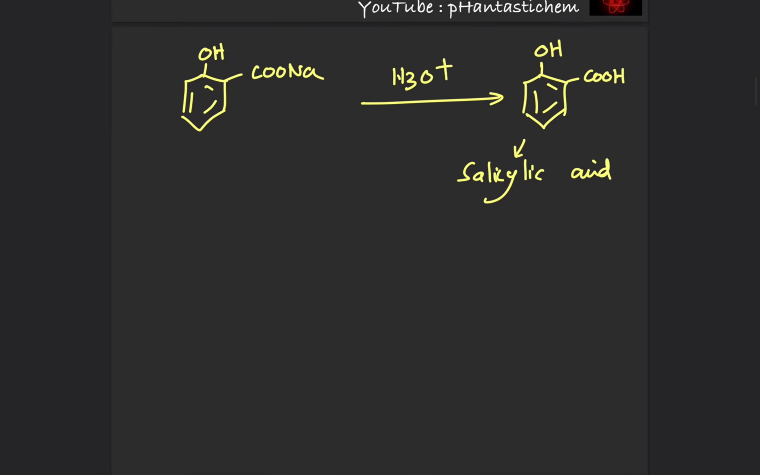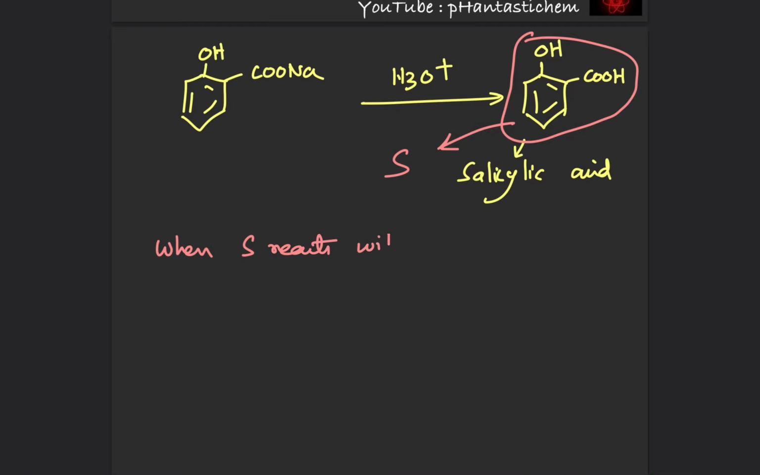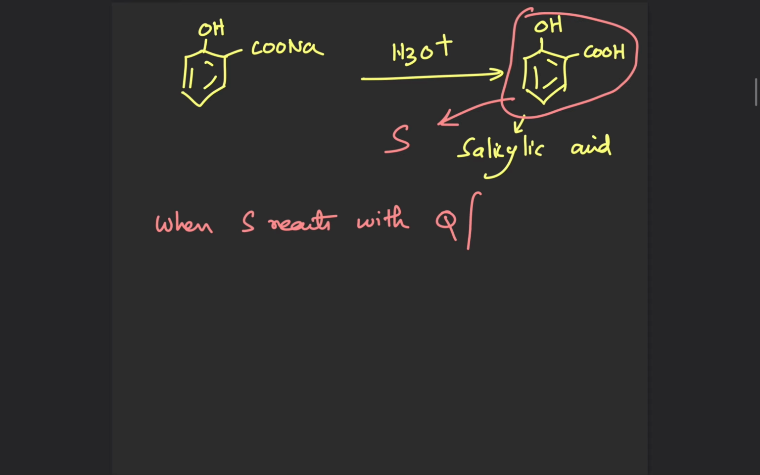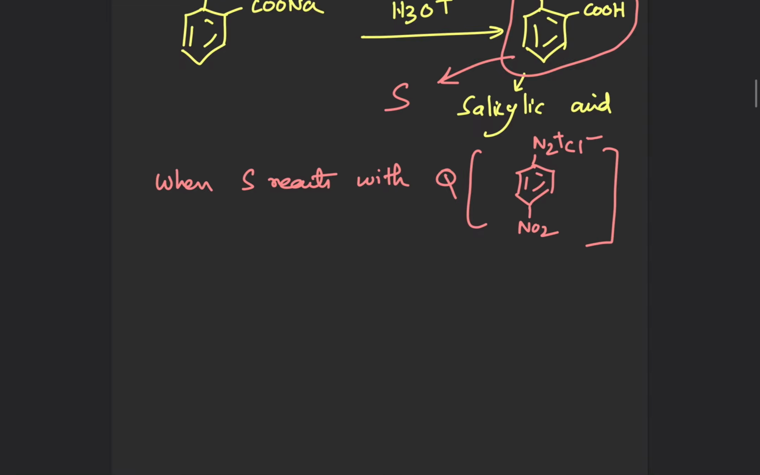Okay, and this is our S. Okay, and when S reacts with Q in presence of aqueous NaOH, coupling reaction happens. When S reacts with Q, so we know what is S. We have also found out Q, which was, if you remember, benzene ring, diazonium salt, and NO2 group in the para position.